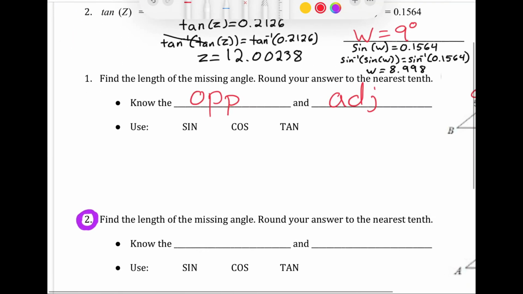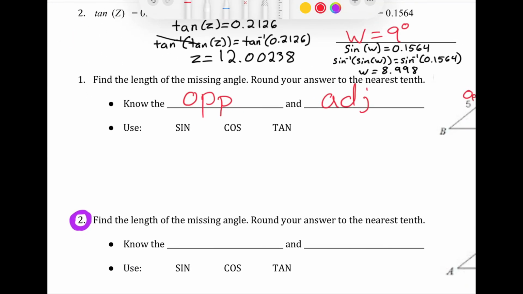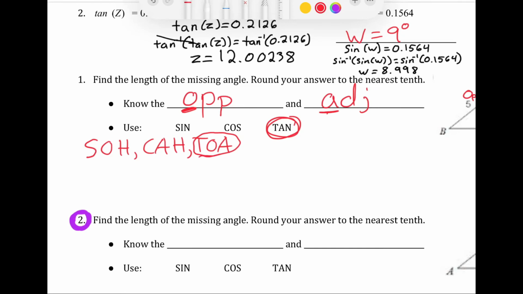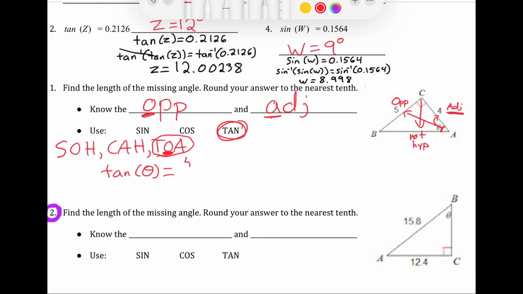So which of the trig functions use opposite side and adjacent side? Remember, some old hippie caught another hippie tripping on asphalt. Which one has an O and an A? This last one, tangent. So we're going to set this up. We're going to have tangent of the angle that was given, which was theta. And we're going to have opposite first, because that's what comes first in the saying. So our opposite was 5 over our adjacent, which comes second, so 4.